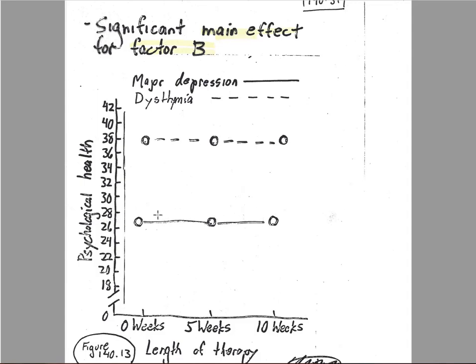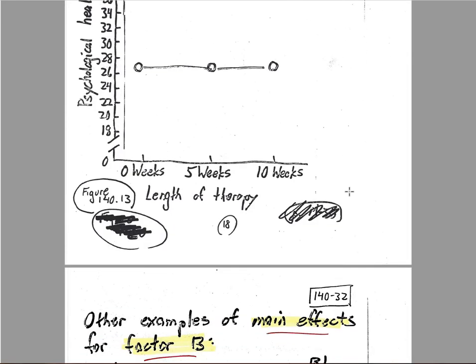This result would kind of make sense. It makes sense that people with chronic low-grade depression would be in better psychological health compared to people that are suffering from major depression. This line is separated from this line, so I have a main effect for factor B.